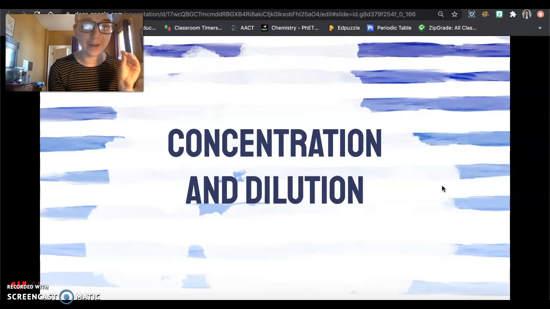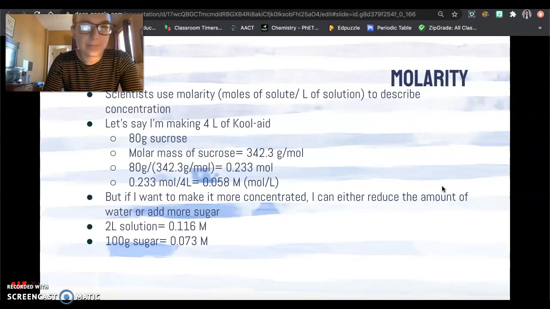If you have a healthy family or something that waters down their Kool-Aid, you can tell that it's not as sweet as the concentrated Kool-Aid. If you think it's too sweet, what do you do? You add some water to dilute it and make it less concentrated. So scientists use the unit of molarity to define the concentration of a solution.